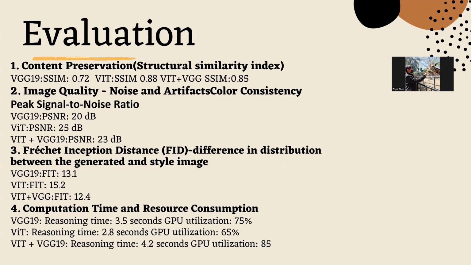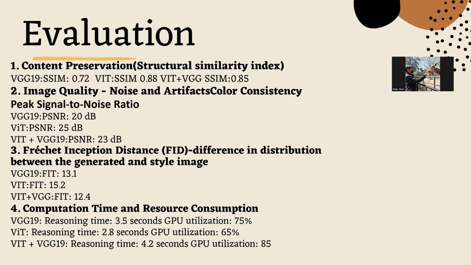So VGG19 may lose the content details via style transfer, resulting in a lower SSIM, which is 0.72, while ViT is 0.88. And for the VGG and ViT combination, it was 0.85.